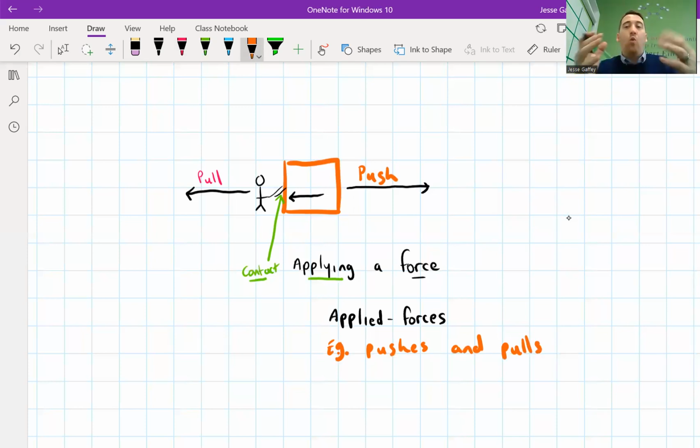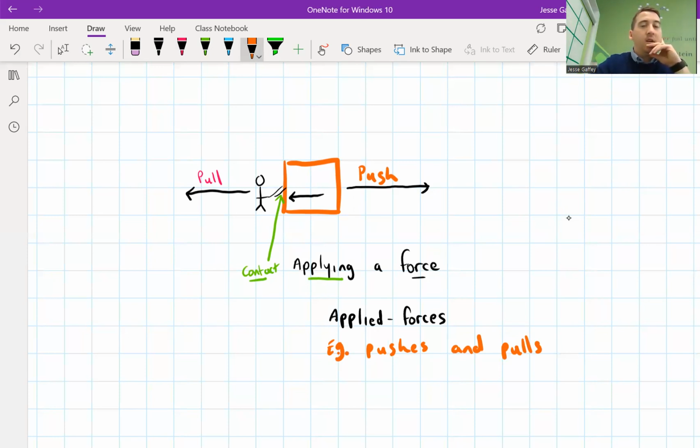Okay, so this is one type of force: forces that involve contact, pushes or pulls. Now, not all forces are like this, and we're going to see in a second some that are not like that, some that work in slightly different ways.